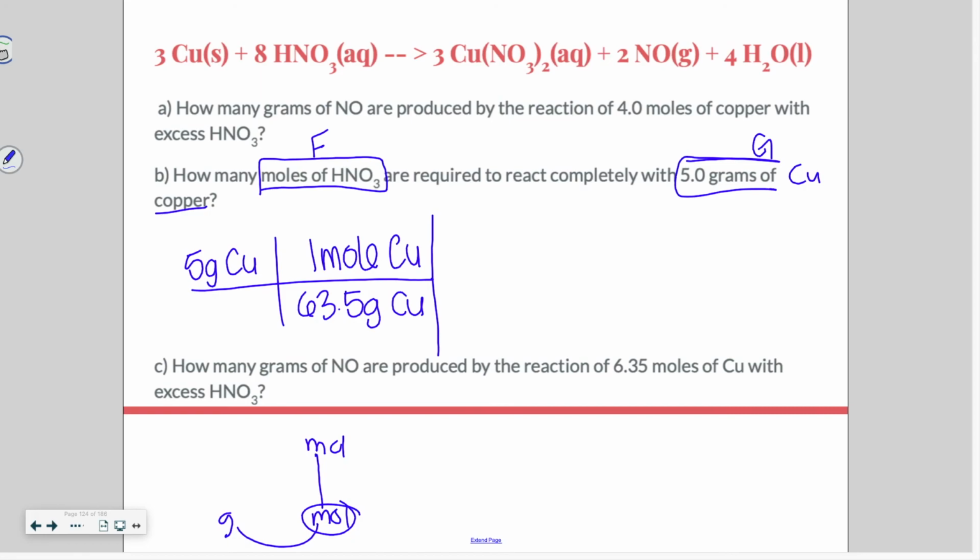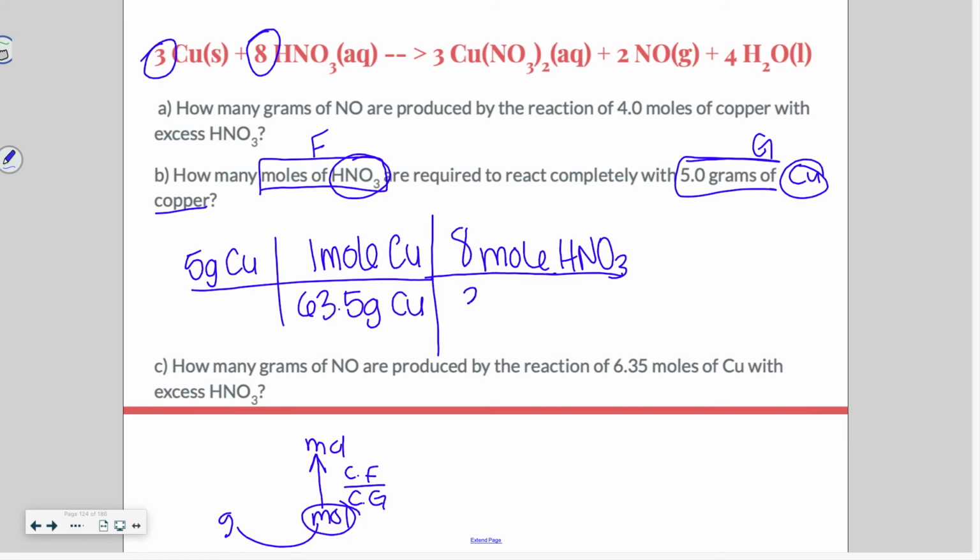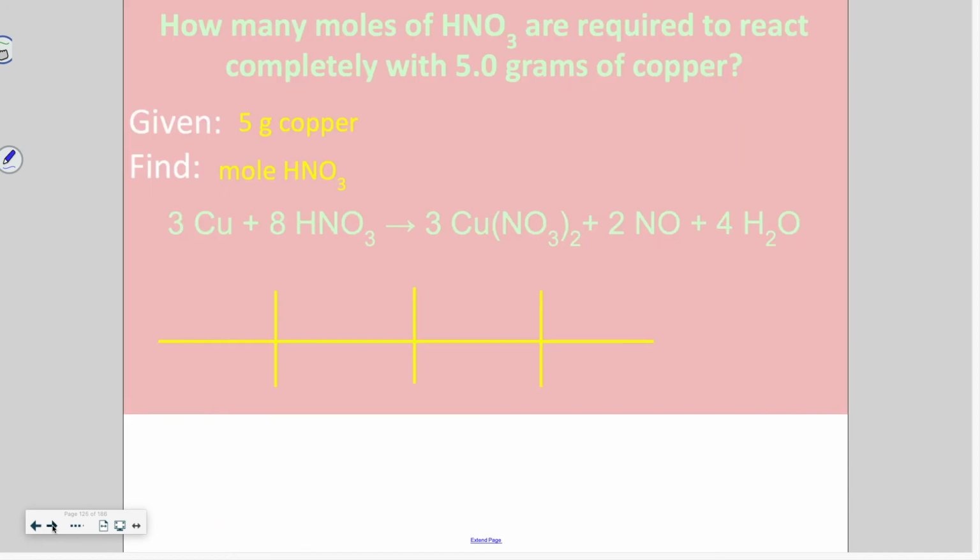Now I got to here, I need to get to moles. That's when I use my mole bridge with the coefficient of F over the coefficient of G, my find and given. What do they want me to find? HNO3. What's the coefficient? 8. So I have 8 moles of HNO3 over the coefficient of my given. What did they give me? Copper, and that coefficient is 3. So 3 moles of copper. Now I'm done. I got to where I wanted to get. Check mark. We multiply straight across and divide by the bottom. When you divide that, this is what you should get.